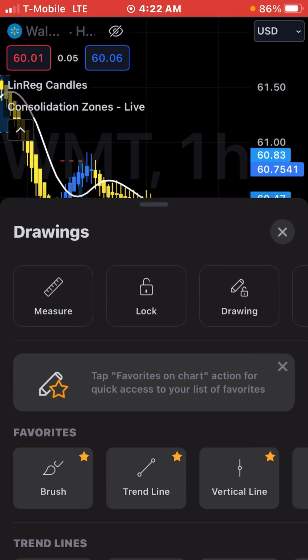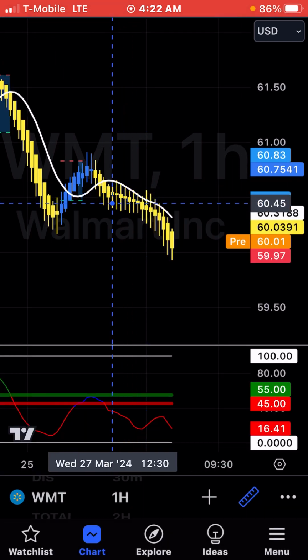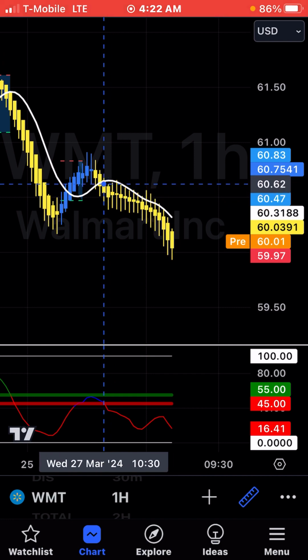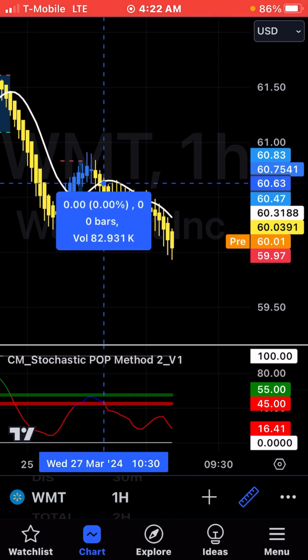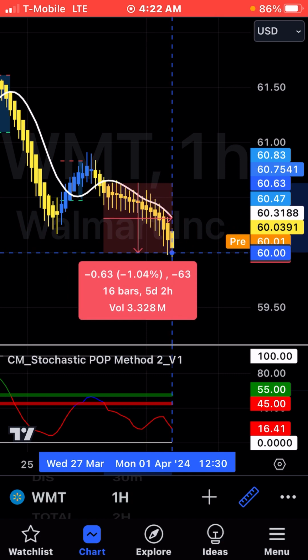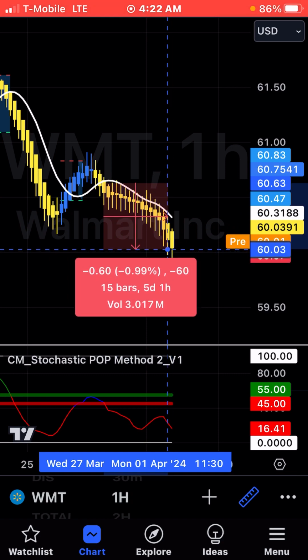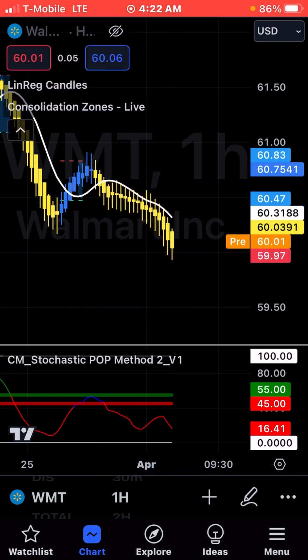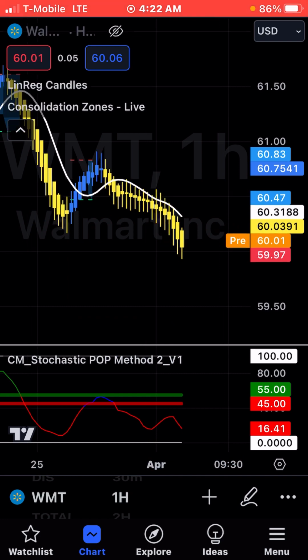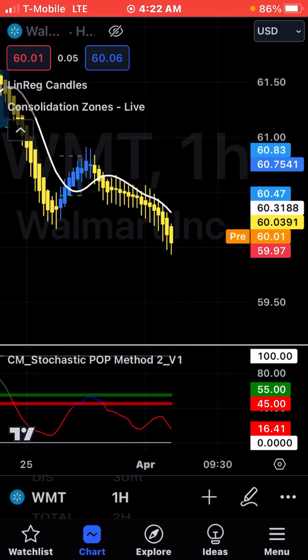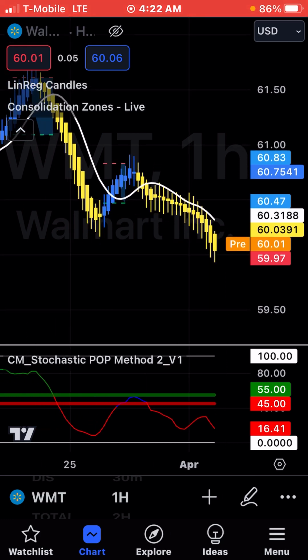Okay, so Walmart stock is going down right now. You can see that it's crossing down right about here, and it has not touched the linear line yet. So this is just a 0.60, so probably about $60 if you were. It probably wouldn't even be $60, so do your numbers accordingly. But yeah, it works the same way.